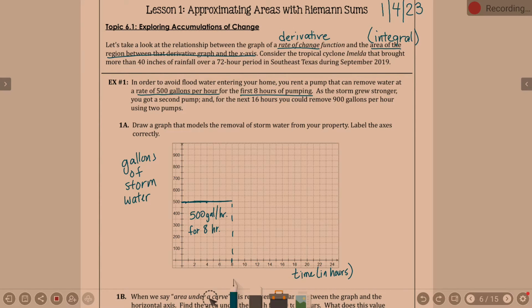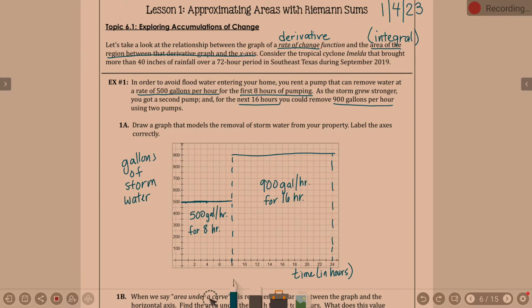Now, what about the next piece? As the storm grew stronger, you got a second pump, and for the next 16 hours, you could remove 900 gallons per hour. Okay, so what's the next 16 hours mean? That's going to be from 8 hours to 24 hours. And from 8 hours to 24 hours, what are we removing each hour? 900. Okay, so this big rectangle, 900 gallons per hour for the next 16 hours.